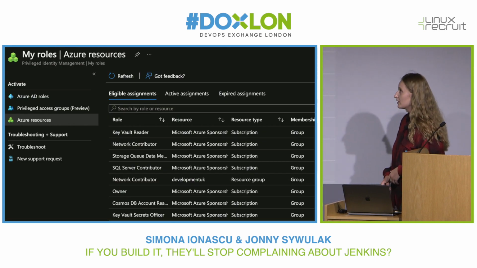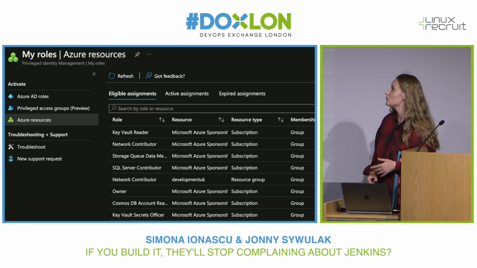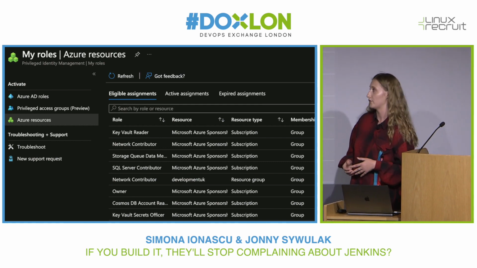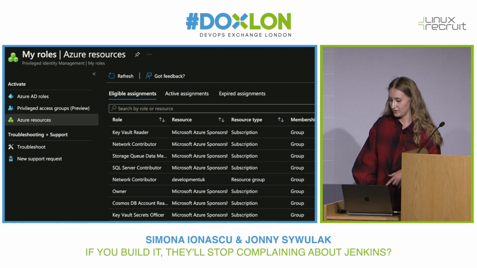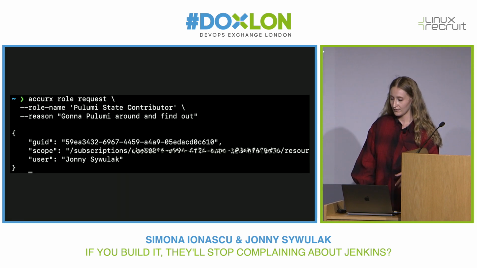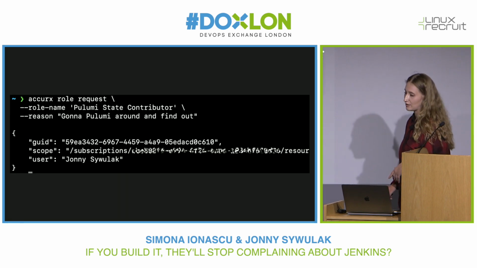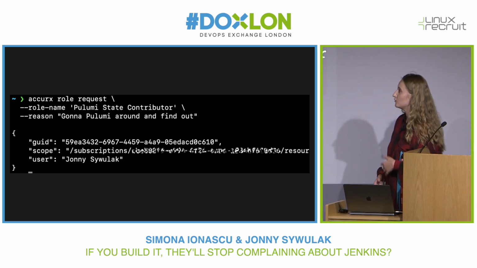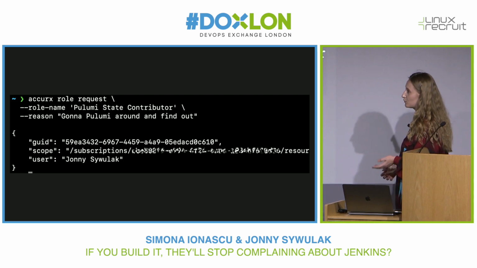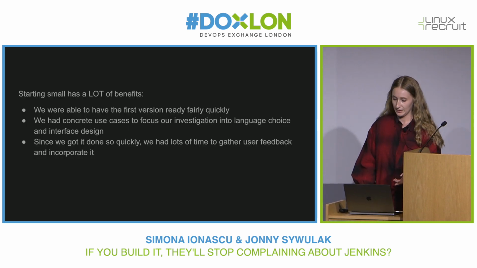If you're not familiar with Azure, Privileged Identity Management allows users to request privilege escalation temporarily. We use that pretty extensively at Accurix, and it's not the most intuitive workflow. And this is what the workflow looks like right now in a CLI command. So it's pretty easy, straightforward, simple. Accurix role request, you need to pass the role name as an argument and the reason for your request.